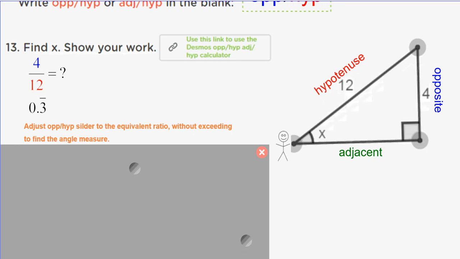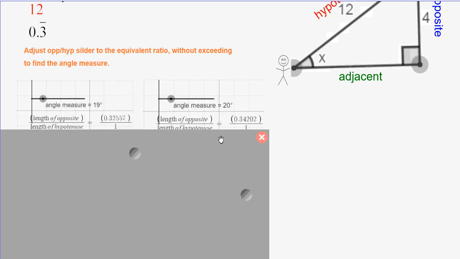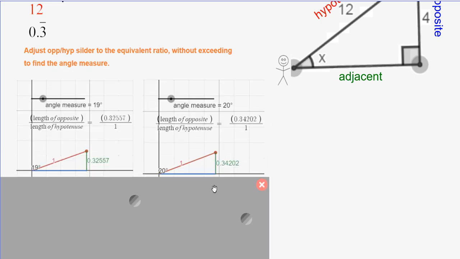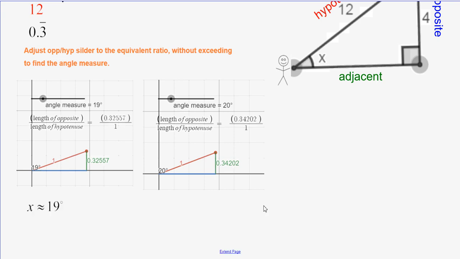So I'm going to go to the opposite over hypotenuse sliders, and I'm going to look to see what my options are. So I can get to 0.32557 or 0.34202. Again, I don't want to exceed the ratio. I want to get as close to it as possible without going over. So of the two angle measurements, 19 degrees and 20 degrees, what's the better fit? We would want to go with the 19 degrees because that's just below our ratio of 0.3 repeating. So X is approximately 19 degrees for the angle measurement.